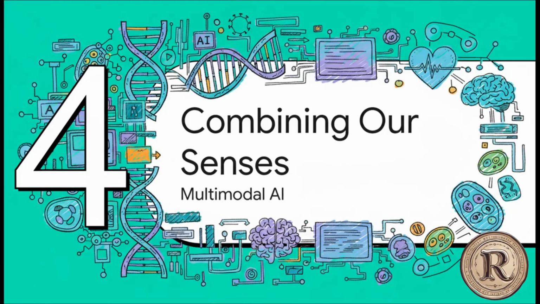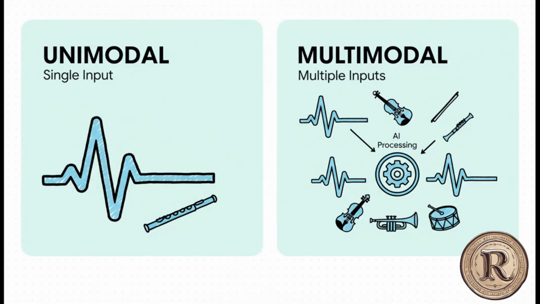Okay, so we've taught our AI to look at one type of data with superhuman precision. That's cool, but think about how we understand the world. We combine our senses, right? What if we could teach an AI to do the same? Right? So looking at just one data type, that's called unimodal. It's like trying to understand an orchestra by only listening to the violins. You get part of the story, but you're missing the whole symphony.